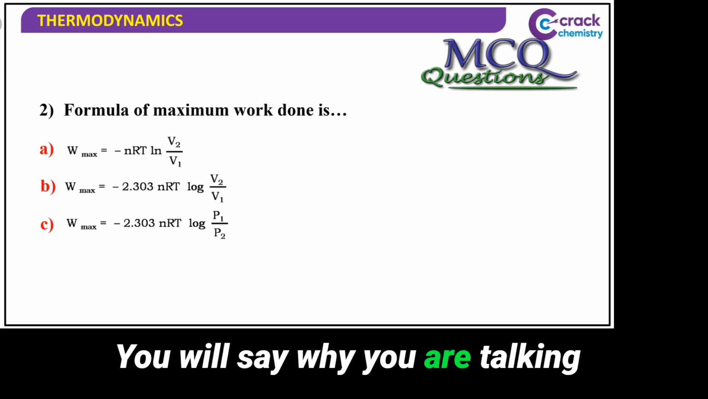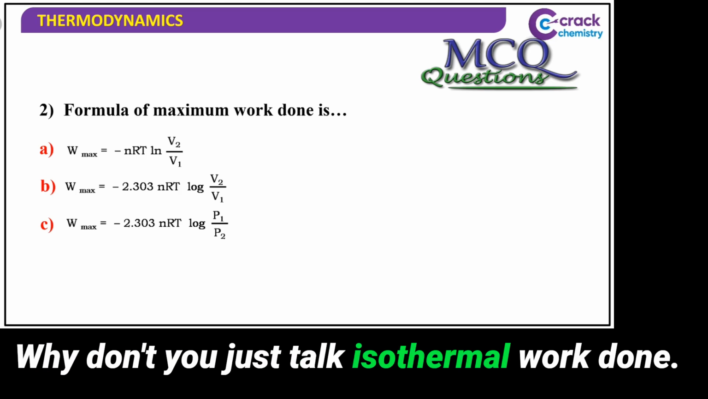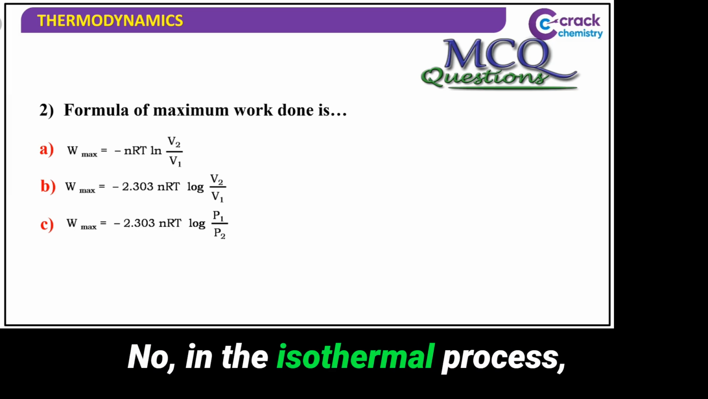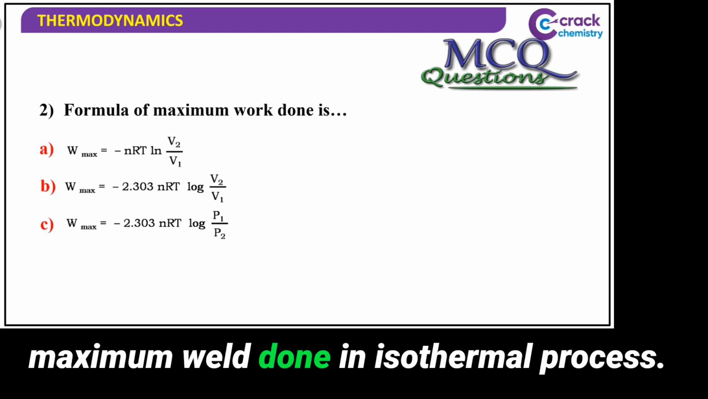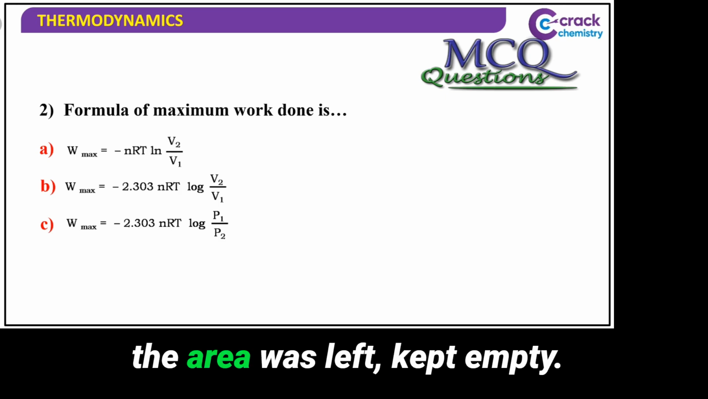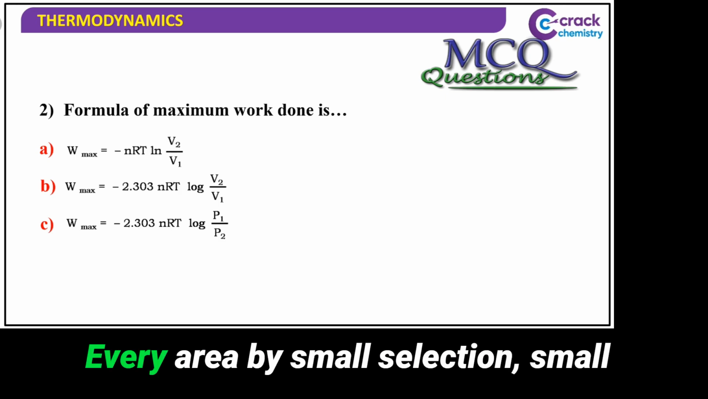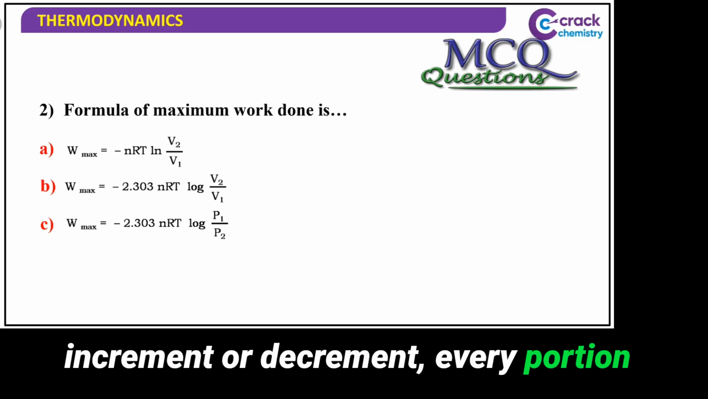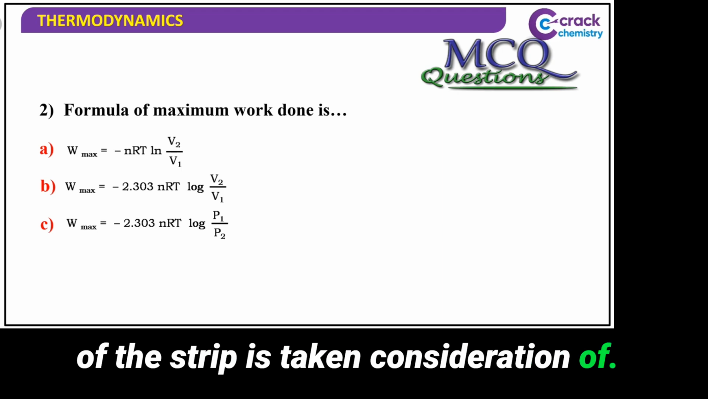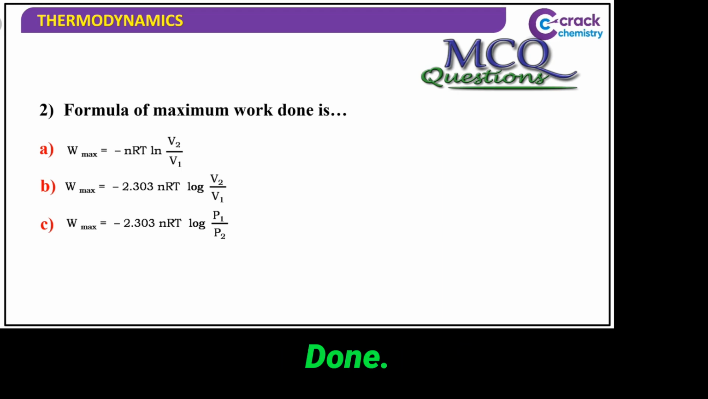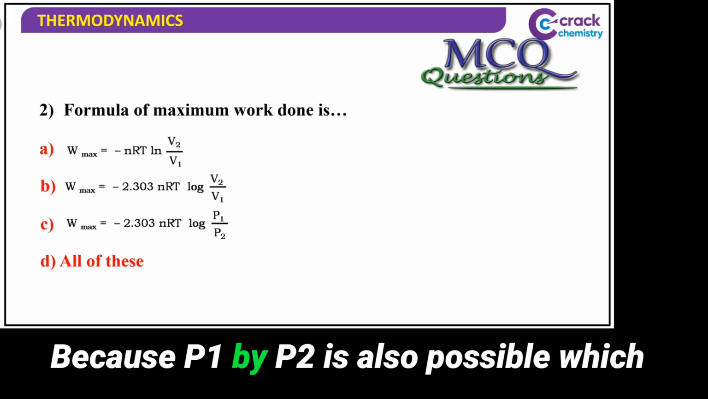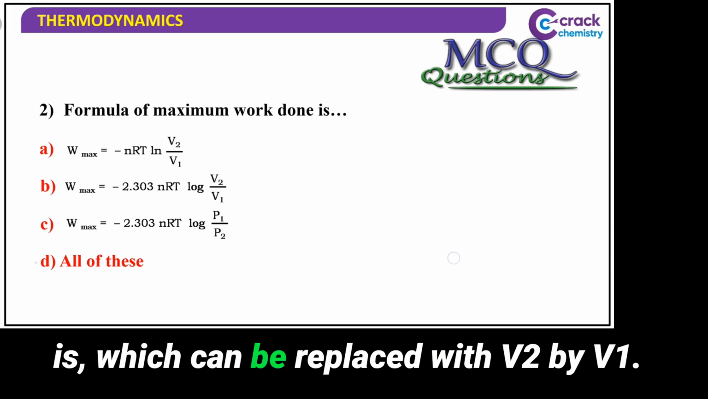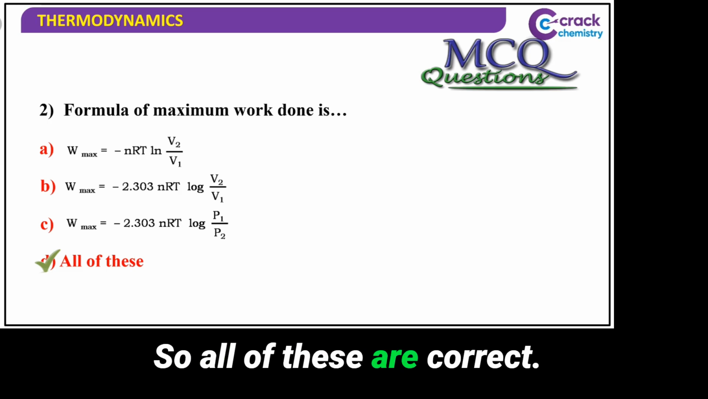You will say, why are you talking about the maximum work done? Why don't you just say isothermal work done? No, in the isothermal process, the work done is maximum. So that's why we are talking about the maximum work done. In the isothermal process, you could see that none of the area was left empty. Every portion of the strip is taken into consideration by small increments or decrements. So all these three options look correct, isn't it? Because p1 by p2 is also possible, which can be replaced with v2 by v1. So all of these are correct.